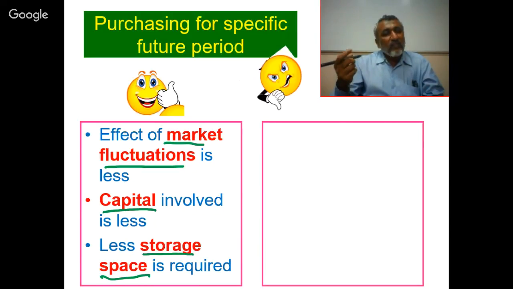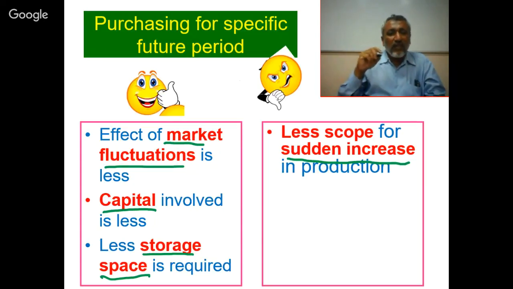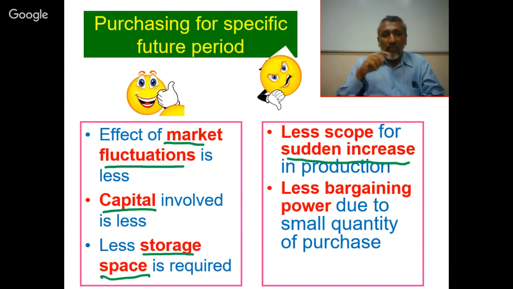On the other hand, coming to the disadvantages, here again, if there is a sudden increase in demand for the product, the company may not be able to execute that. That is, there is less scope for a sudden increase in production whenever there is a sudden increase in demand in this type of purchase. Secondly, as the purchase is not for huge quantities, the company does not have much bargaining power in this type of purchase.